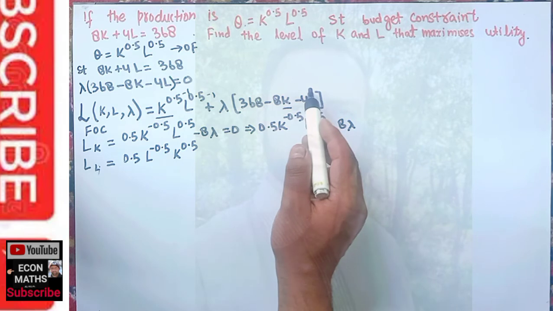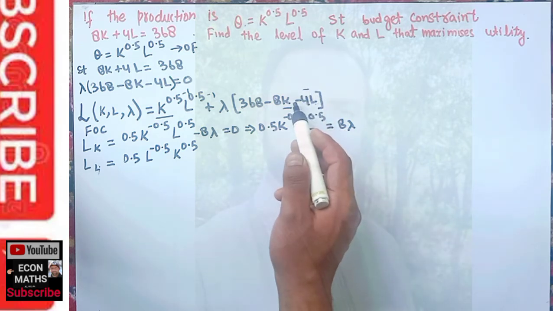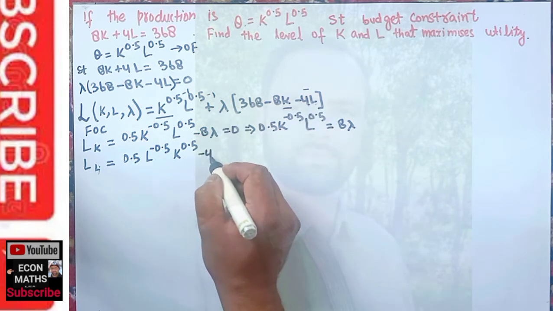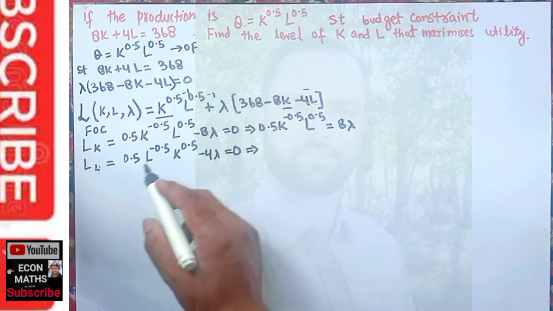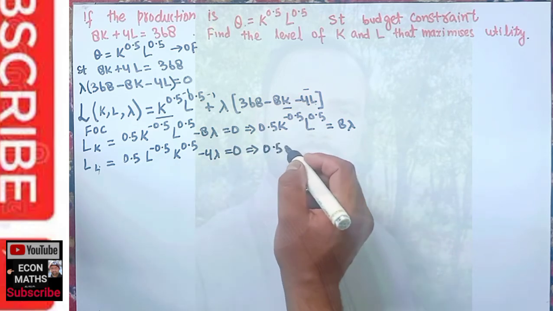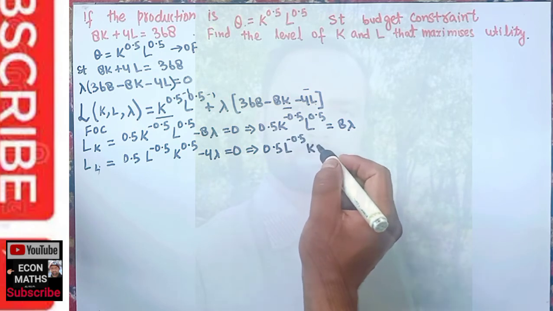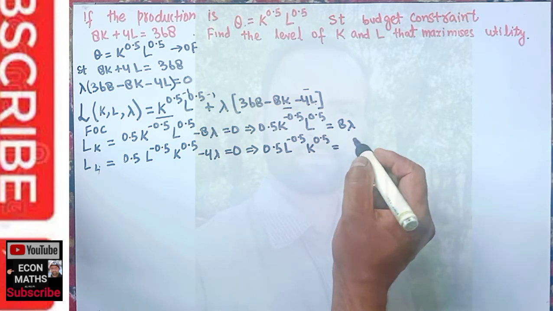Similarly, since we are differentiating with respect to L, the derivative of L is 1, so we are left with minus 4 into lambda, so this is minus 4 lambda is equal to 0, which implies 0.5 L to the power minus 0.5 k to the power 0.5. Transposing this minus 4 lambda here, this will become plus 4 lambda.